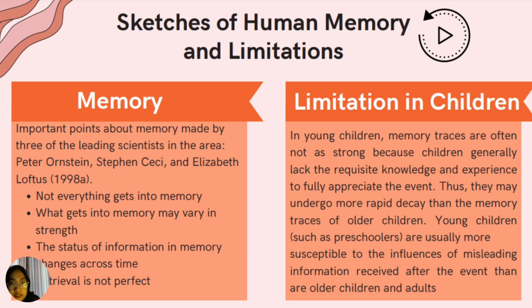The limitation of sketches of human memory in children. In young children, memory traces are often not as strong because children generally lack the requisite knowledge and experience to fully appreciate the event. Thus, they may undergo more rapid decay than the memory traces of older children. Young children, such as preschoolers, are usually more susceptible to the influences of misleading information received after the event than are older children and adults.